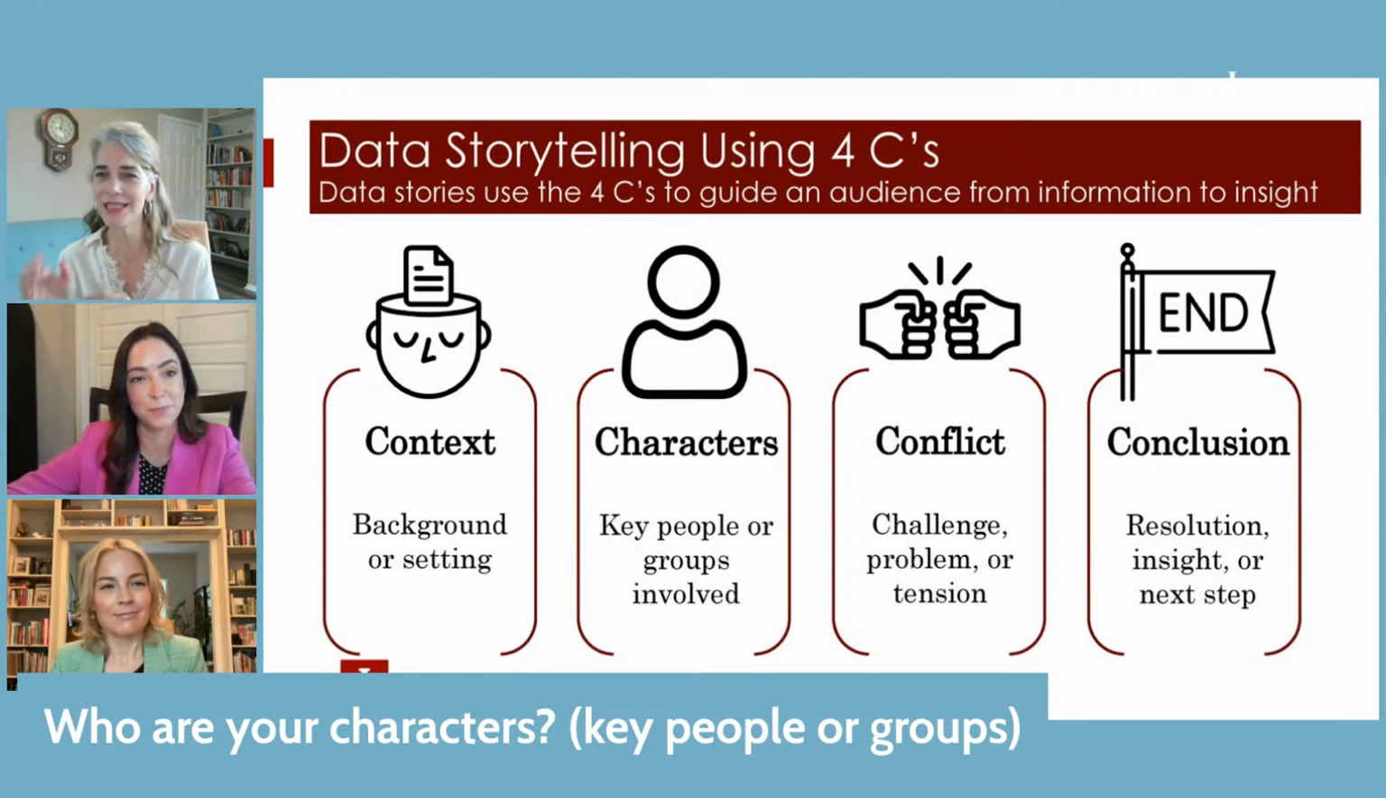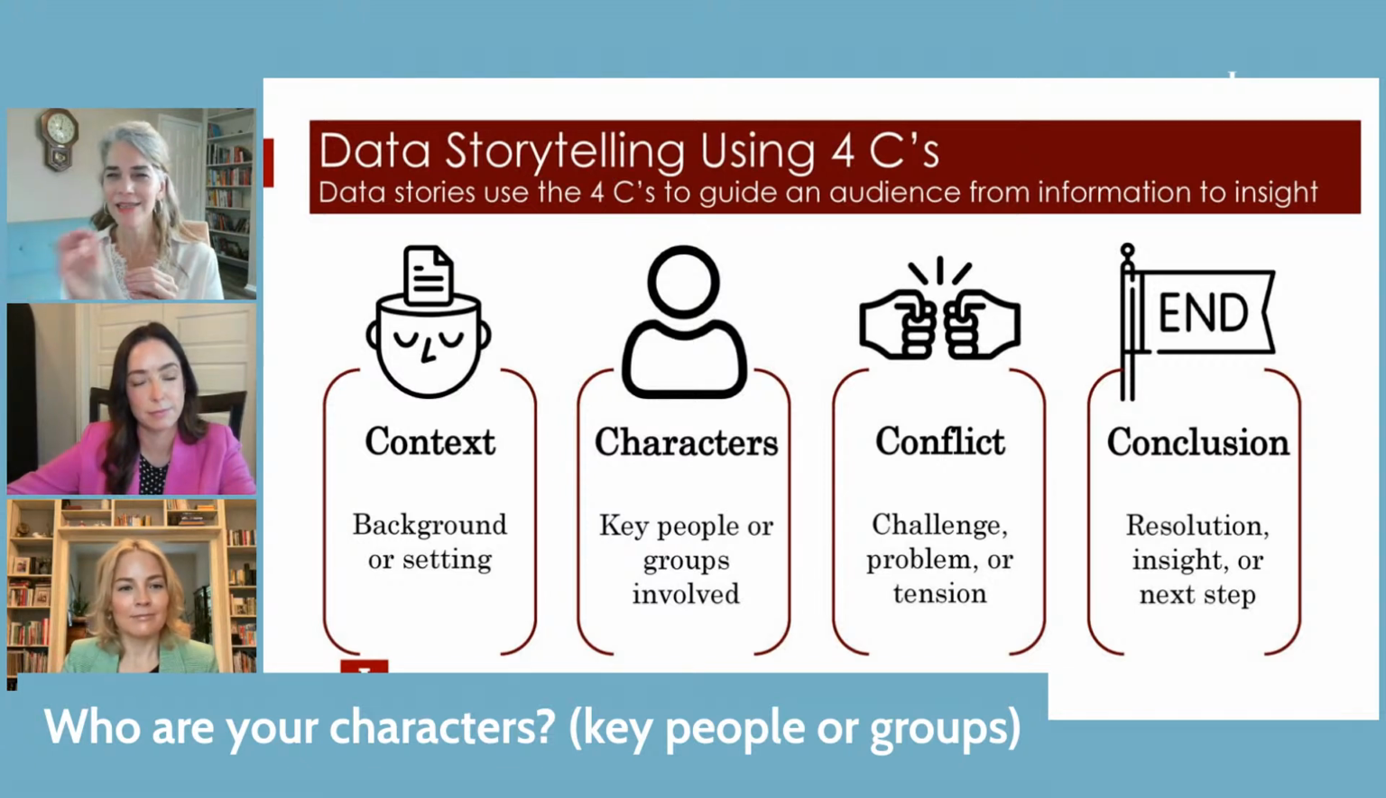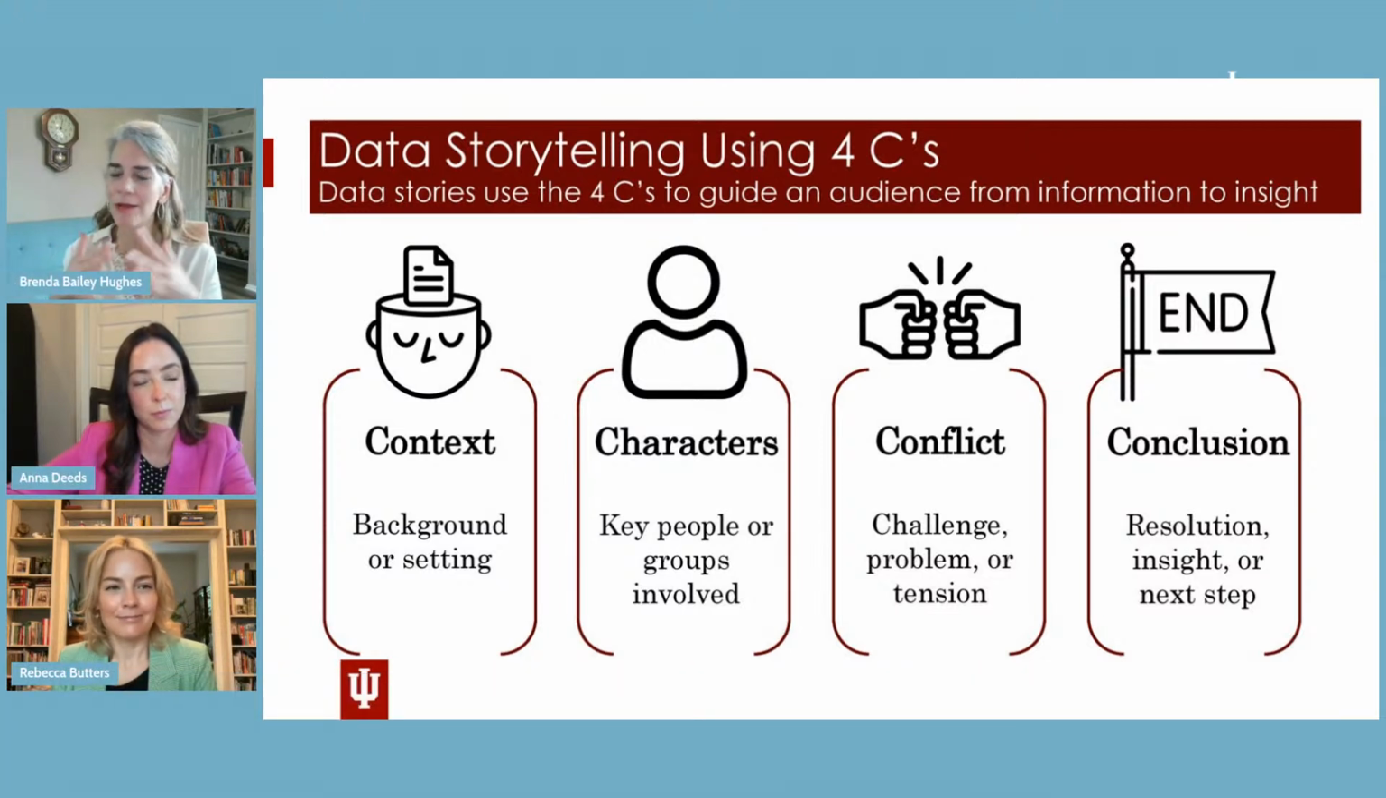Or what's the conflict? Pick one of these C's and give us a 1-sentence description of what your context is or who your characters are. Or what's the challenge or the problem, the tension that your numbers are helping us understand or feel or see. Maybe you've got your conclusion. Maybe you know what your resolution is. But if you could, without violating any confidentiality, just give us a 1-sentence description with a label. Is that your context? Is that your character, conflict, or conclusion? To really try to start solidifying these 4 C's that will drive your thought pattern.